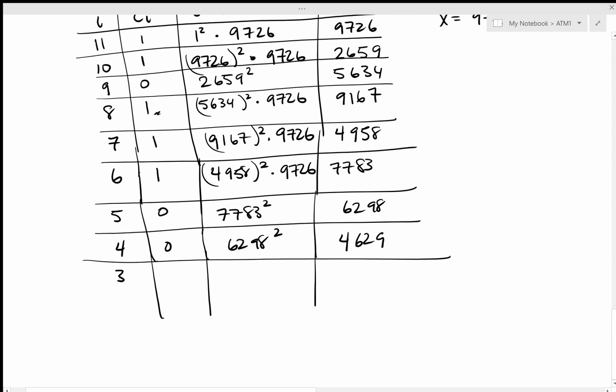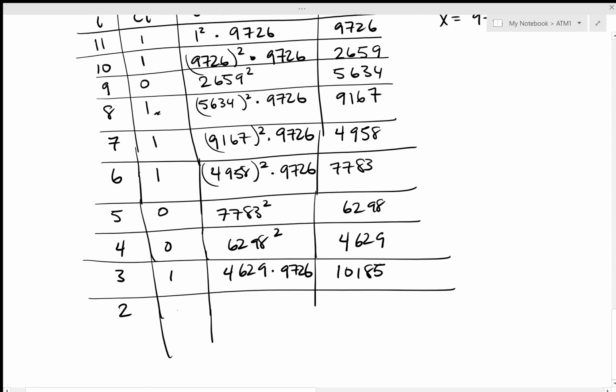Coming down to C3. C3 is 1, so we square Z, 4629, and we multiply by X. And we get 10185. Next step, 2. We look and we see that C2 is 1. So we square Z, and we multiply. This is what's called the square and multiply algorithm. And we're basically deciding, do we multiply or not based on the value of Ci. And then that number is 105.